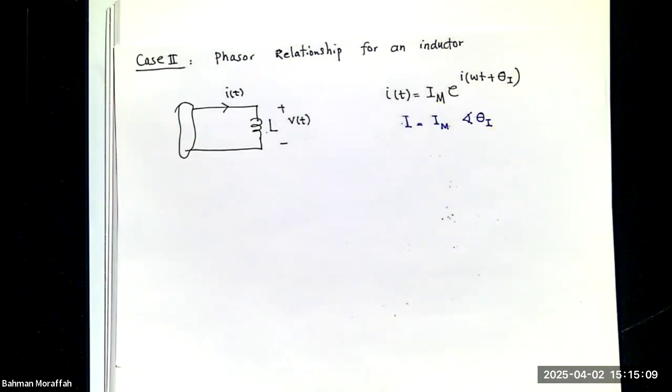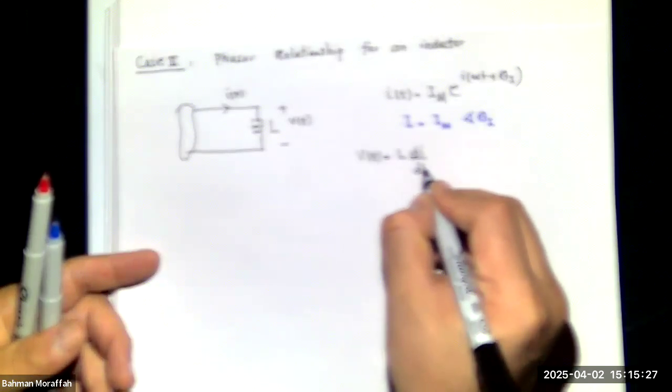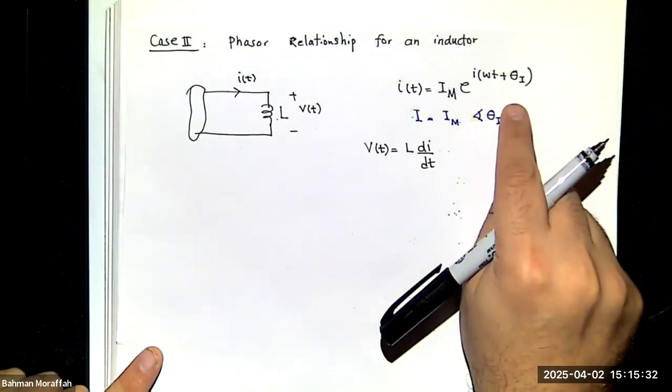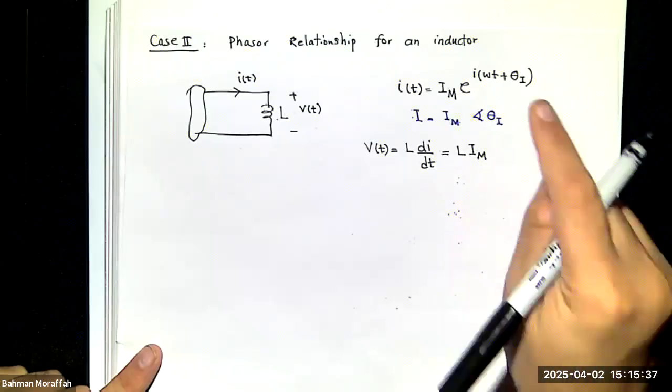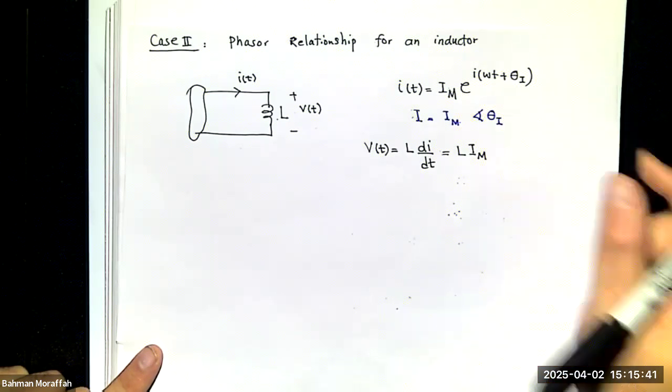What is the relationship between V and I for an inductor in time domain? V is L di/dt. So it's through derivative. I know V(t) must be L di/dt, so I have to take the derivative of this I(t), right? So I have L times Im. What is the derivative of e^(i(omega t plus theta I)) with respect to t?